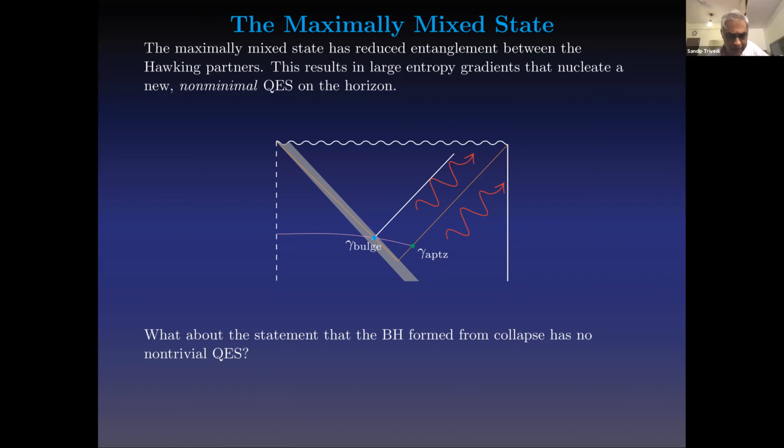I see. I was just worried your new quantum extremal surface might just be totally unreliable because it formed somewhere and you got firewalls.